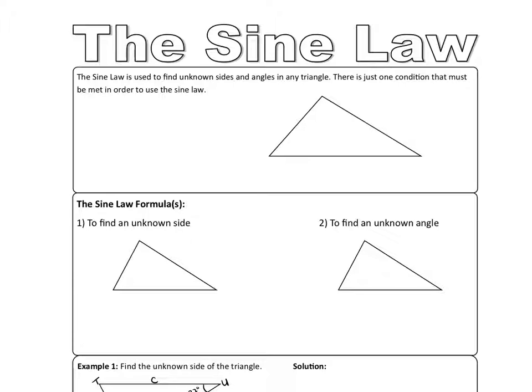So one of the first things we're going to use is called the sine law. It is used to find unknown sides and angles in any triangle, but there's one condition that has to be met in order to use the sine law, and you're going to know it right away because you have to have an angle and the side that is across from it. If you do not have a triangle that has the angle and the side across from it, or you can't find the angle to go with the side across from it, you are not going to use the sine law. So it only works if you meet that condition. You have the angle on the opposite side.